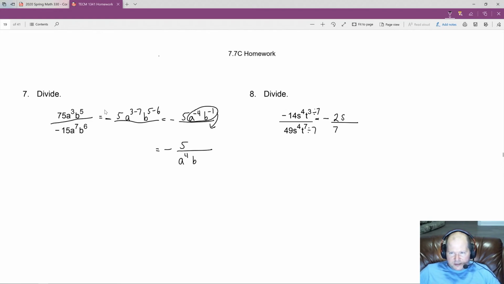Next, we have s to the 4th on top over an s to the 4th on the bottom. Another way of looking at that is just if you have the same on the top and the bottom, they will just cancel out. And that's just going to be verified.